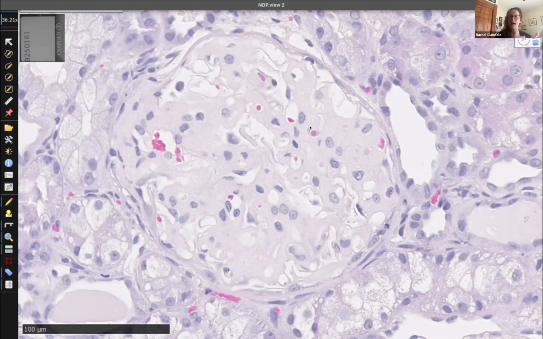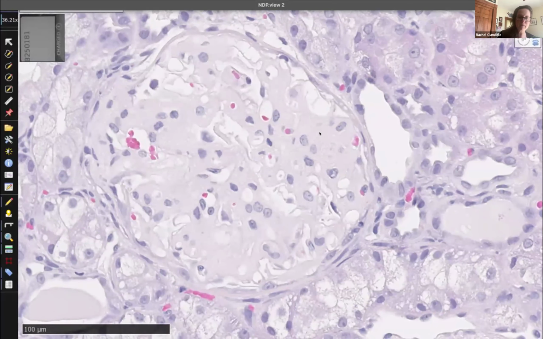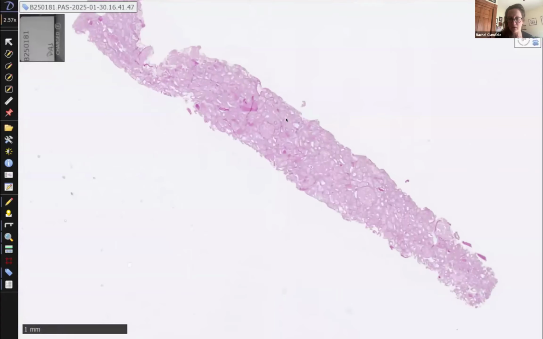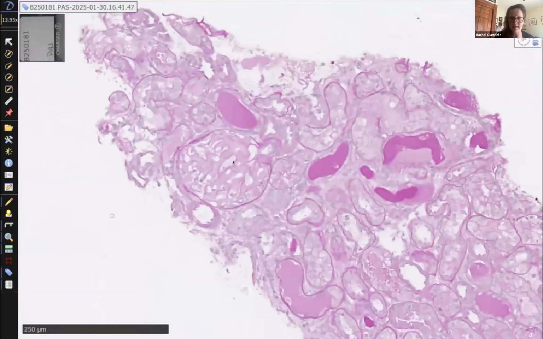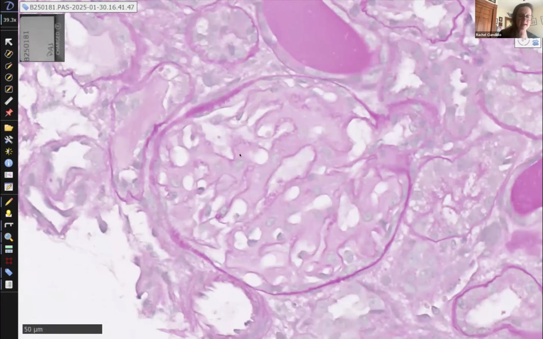So that would be a differential for glomeruli that look like they have too much matrix in them. However, I told you this was not glomerulosclerosis. The reason I can tell you it's not is that if we look at this glomerulus, I had the H&E and the PAS to start with. I think I messaged you that day to say what I thought it was, even though I didn't have the other stains yet.